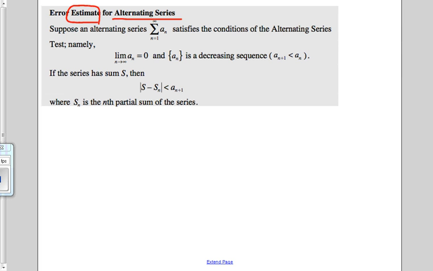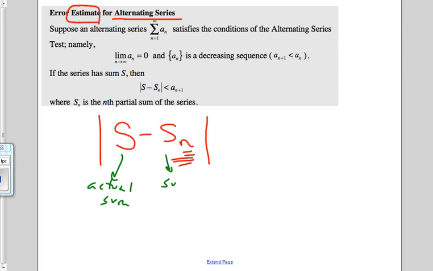The error analysis for an alternating series is that the actual sum when we let n approach infinity, minus the sum that we calculate for some value n, the difference between the actual sum and our calculated sum, so in other words, this is the actual sum, and this is the sum approximation for n equals some number, the absolute value of this difference is going to be less than our n plus 1th term.